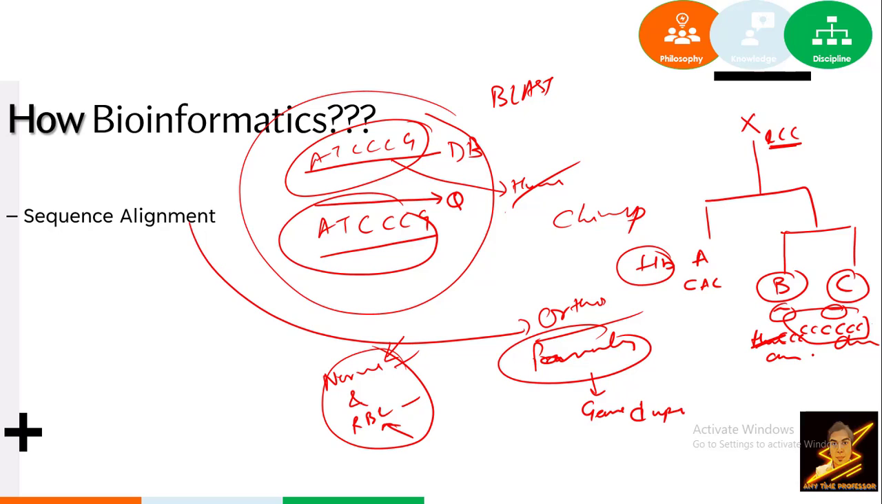For example, in two different chimp species, a duplication event has taken place, so we can say that they are paralogs. So we can use sequence alignment in that particular sense also.